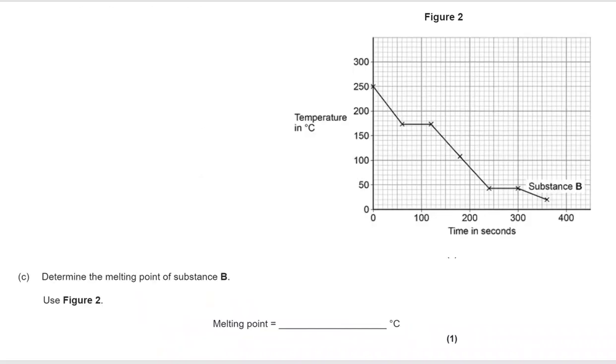And then for part C, determine the melting point of substance B. So this is reading directly from the graph. We go on to here. It's actually 43 degrees. Anywhere up to 45 degrees there would be acceptable.